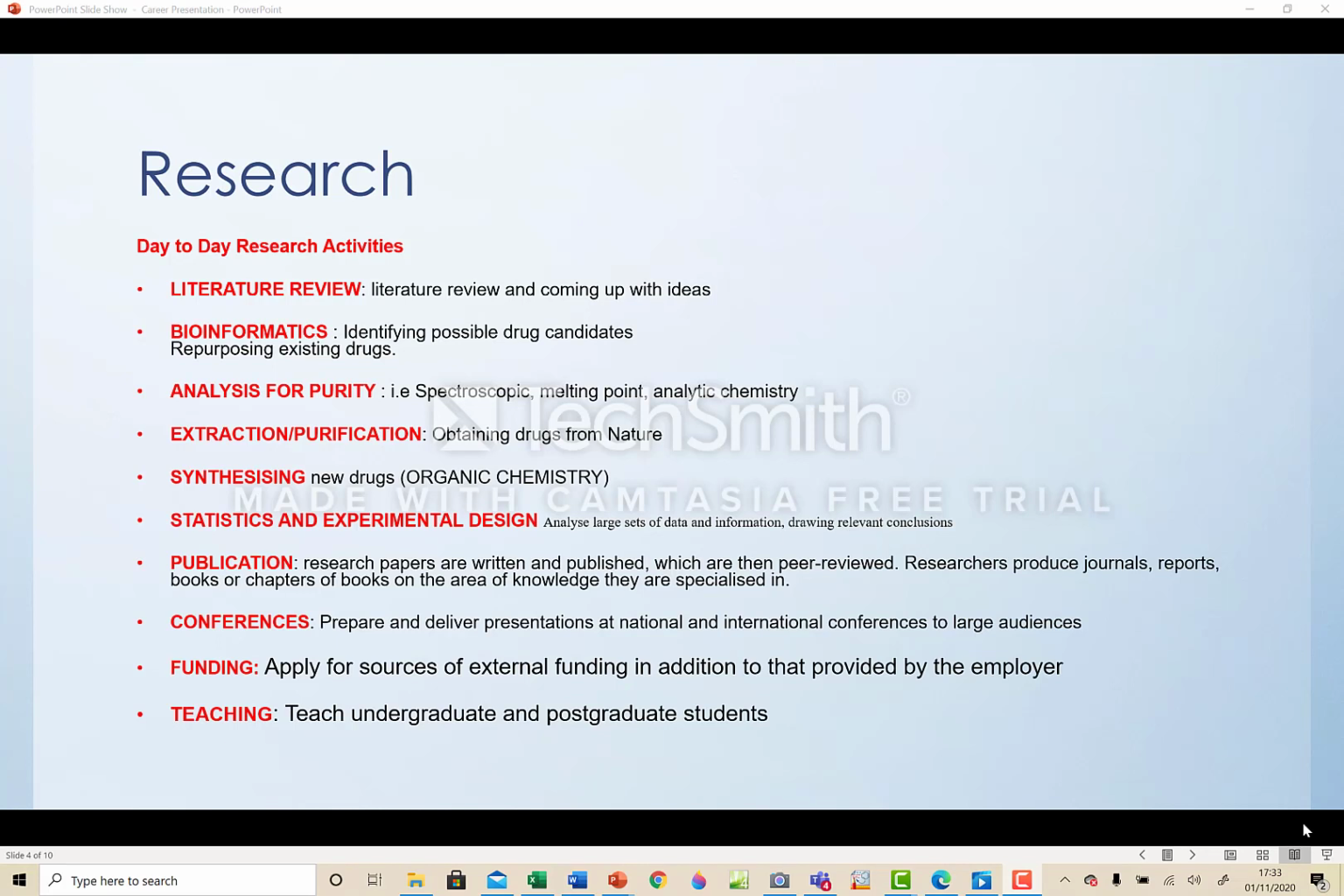The day-to-day activities of a pharmaceutical researcher in academia are basically research, publication, teaching and funding. Research involves a literature review, which is reviewing the current literature on a particular subject and using that to come up with new ideas. Then using bioinformatics to identify possible drug candidates. Once you have identified a drug candidate, then obtaining the drug, either by purchasing it or by extracting it from nature or by synthesizing it in a laboratory, and then testing your product for purity.